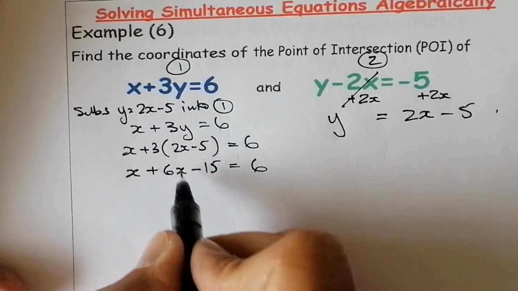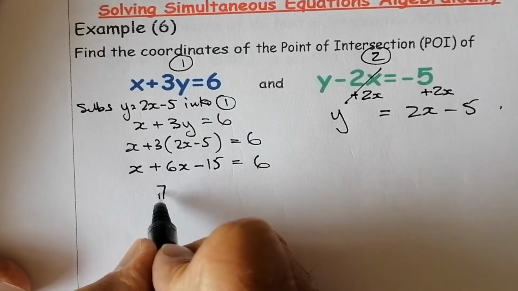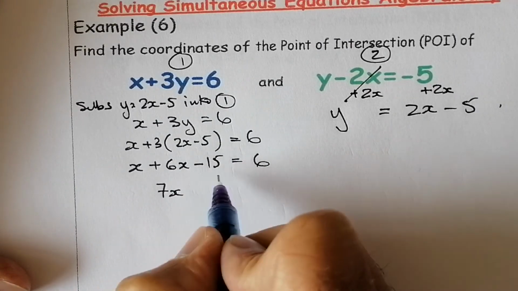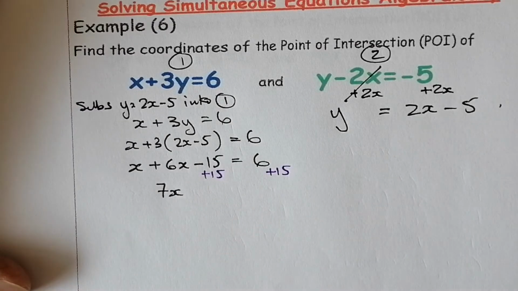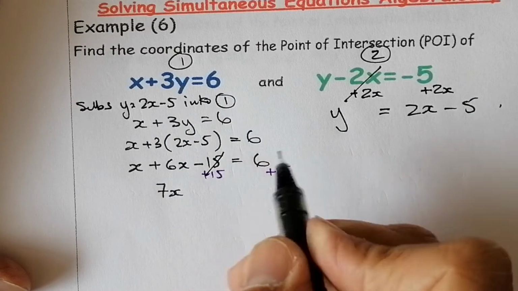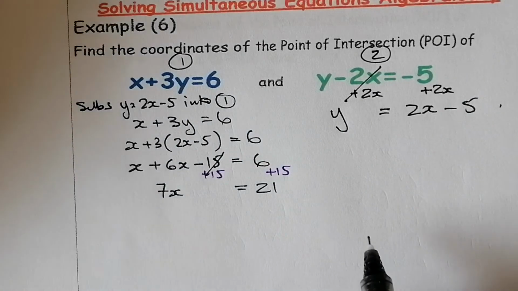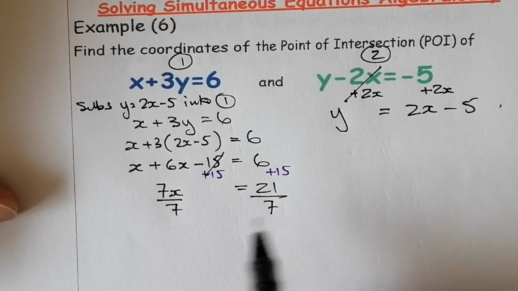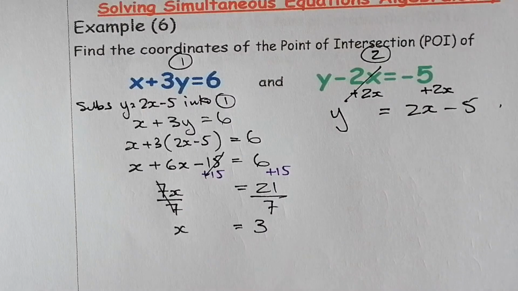Right, so let's gather this up first of all. So x plus 6x is going to give me a 7x. What I'll do here to get the 15 away from the left-hand side, I'll add 15 on, and I'll add 15 on to that side there. So this gets eliminated and leaves me with 21 on the right hand side. From there I'll solve it by dividing both sides by 7. That leaves me with x is equal to 3. So I've got my x value.